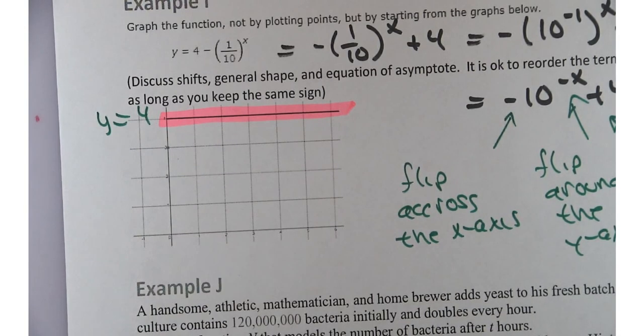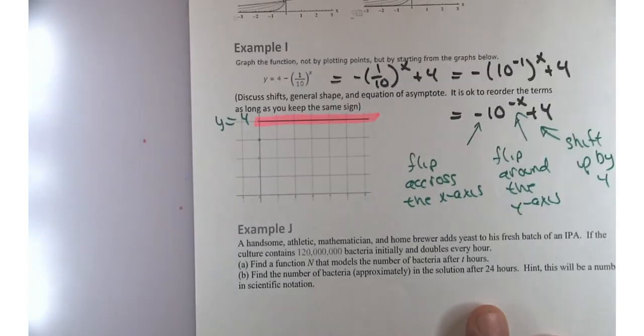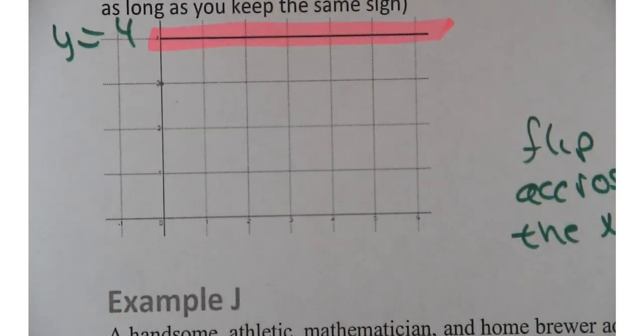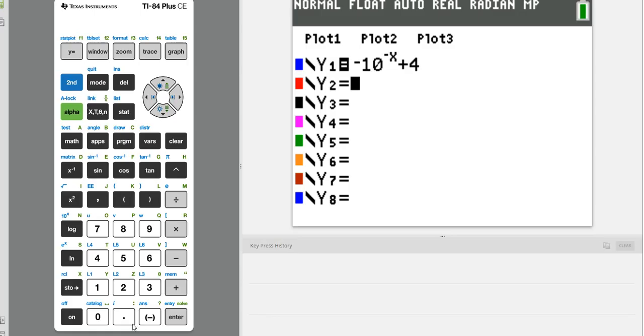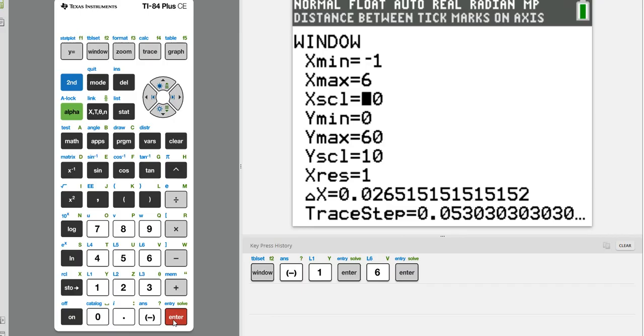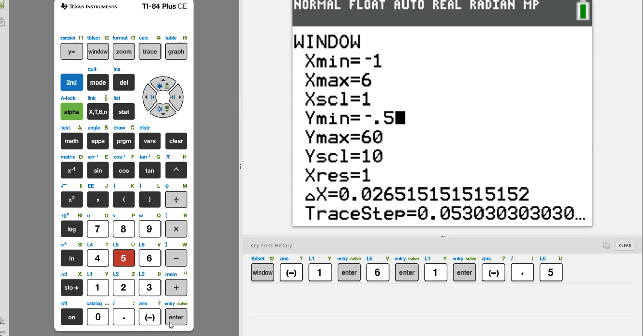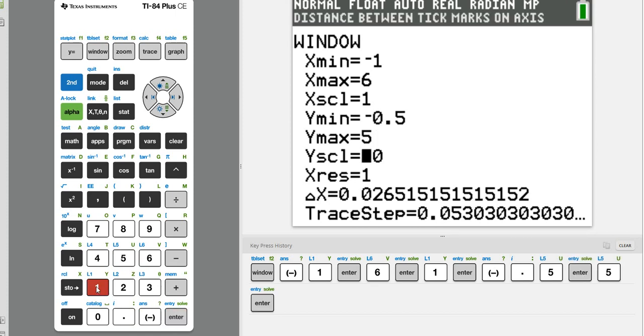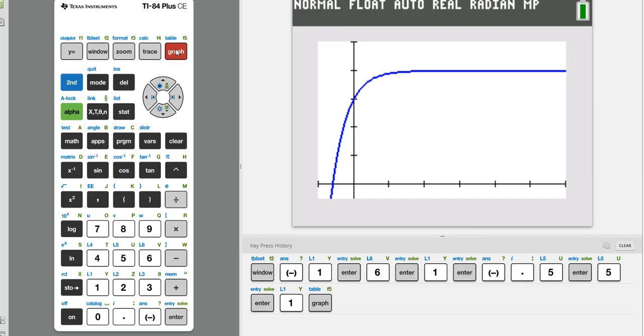All right, so let's zoom in a little bit. Negative 1 to 6 in the x-axis and negative 0.5 to 5 in the y direction. Negative 1 to 6, and let's make a scale of 1. Negative 0.5 to 5 in the y direction, and again a scale of 1. Okay, there's your graph. And as a bonus, we can see the y-intercept. Nice. It'll be a problem for later when we talk about logarithms to find the x-intercept.